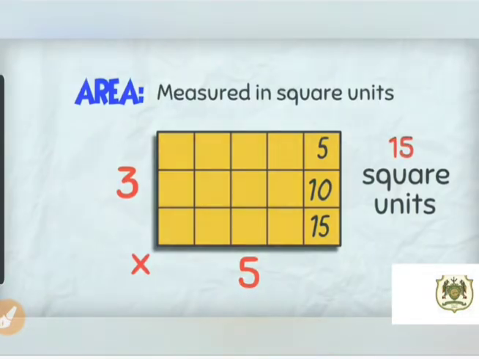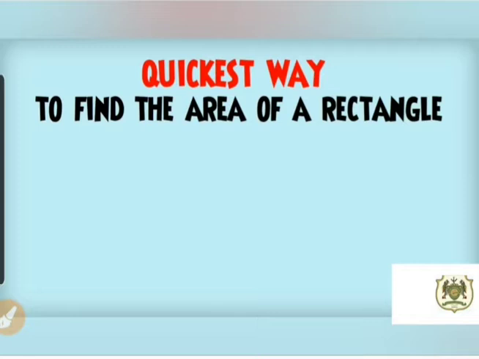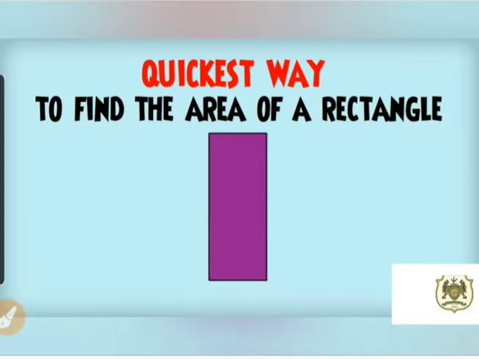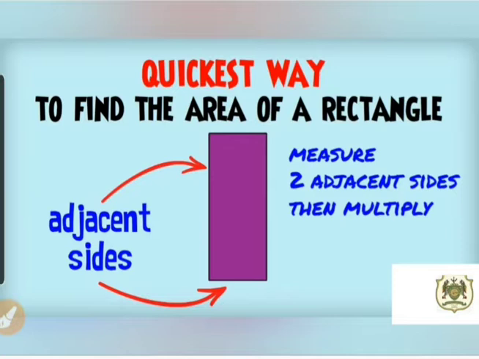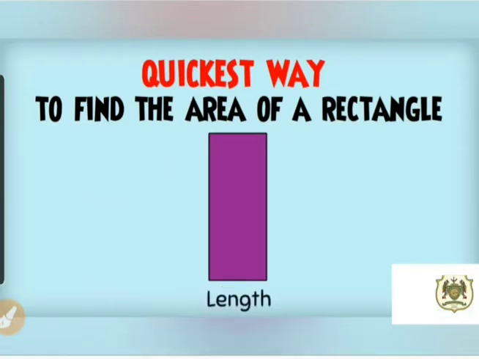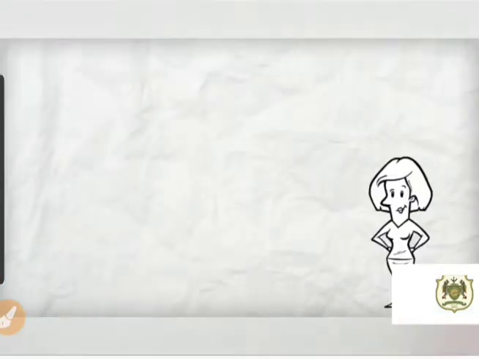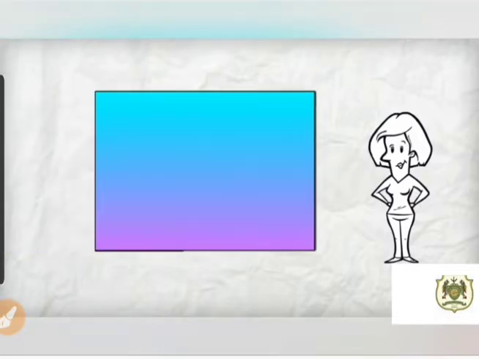15 square units. The quickest way to find the area of a rectangle is to measure two edges inside and then multiply. The sides which are adjacent, we are going to calculate that first. So here I have my length and width. When I multiply it, I'll get the area.